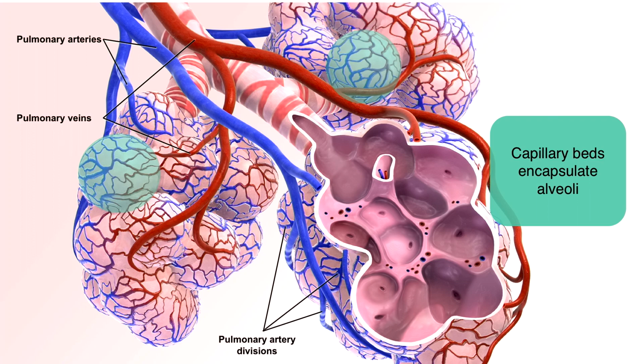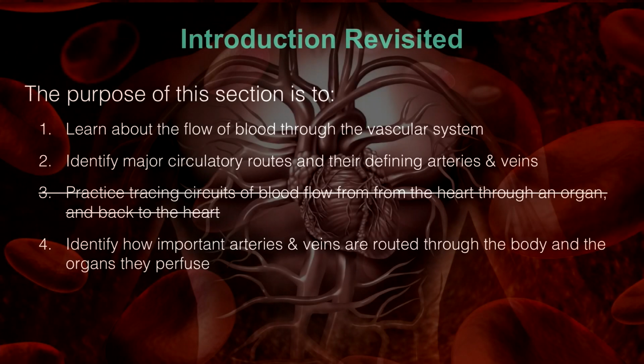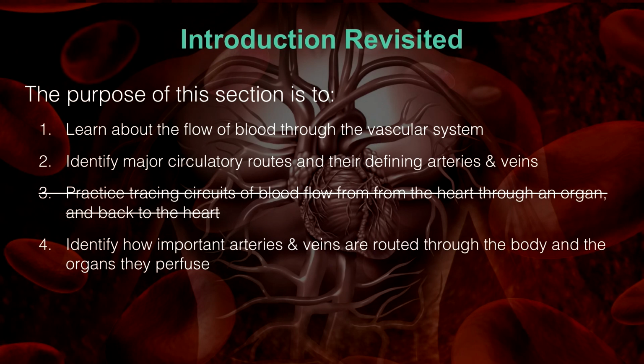Okay. Those are our two special cases. Hepatic portal and pulmonary circulations. Let's recap. Introduction revisited. I think we did most of these. What we didn't do in specific detail is trace the circuits of blood. We didn't pick an organ and then from the heart move through all the branches on the arterial side to get to that organ and then follow the flow of venous blood back to the heart.